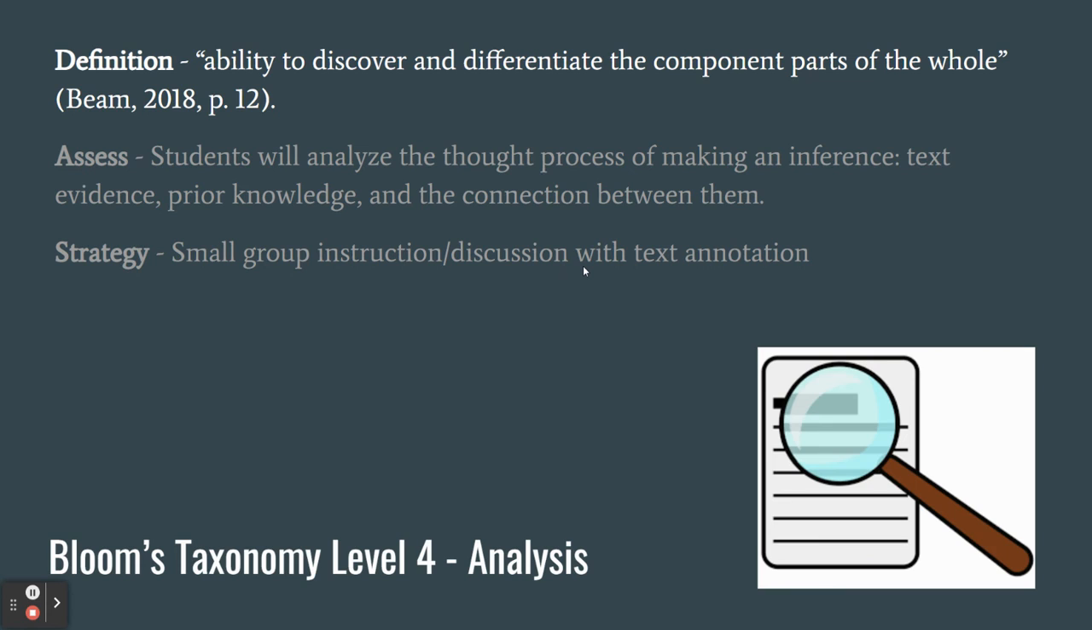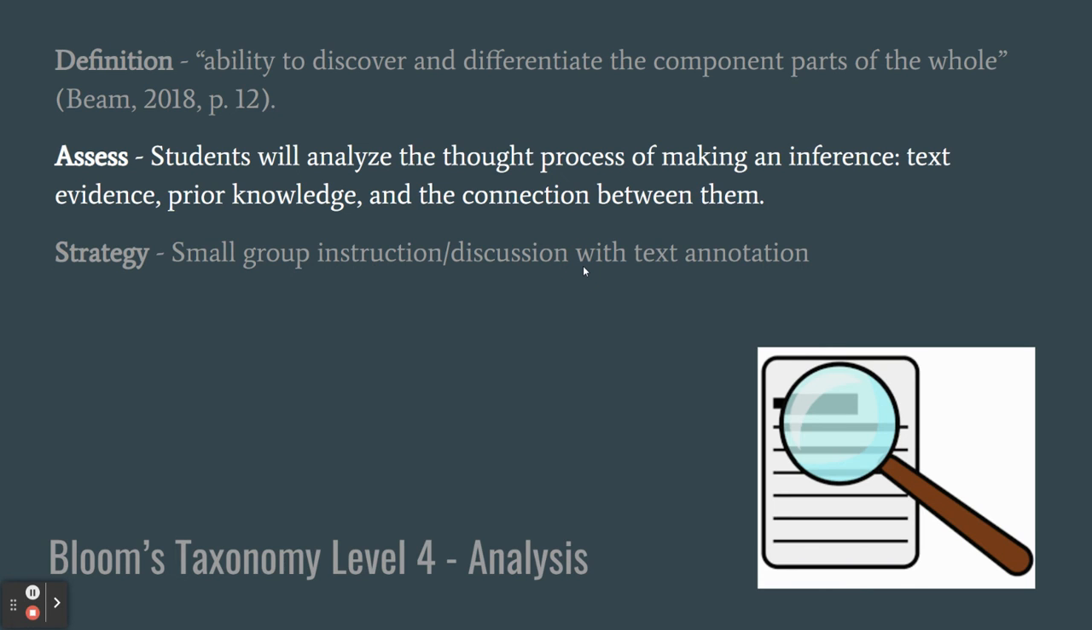So the analysis level of Bloom's taxonomy is the ability to discover and differentiate the component parts of the whole. So they've got the whole part, in this case, of making inferences. And so they need to be able to discover and then differentiate all the component parts, the individual steps that it takes in making inferences. They've been learning this skill of making inferences since the latter part of their elementary years. But now when they reach this level of analysis, they need to start breaking down, how am I coming to these conclusions? What are the individual steps that I'm having to take mentally to come up with this conclusion or this inference after I've read?